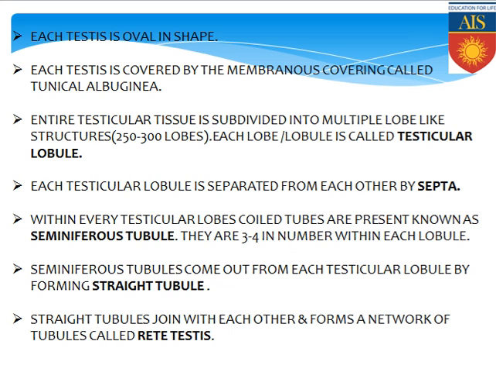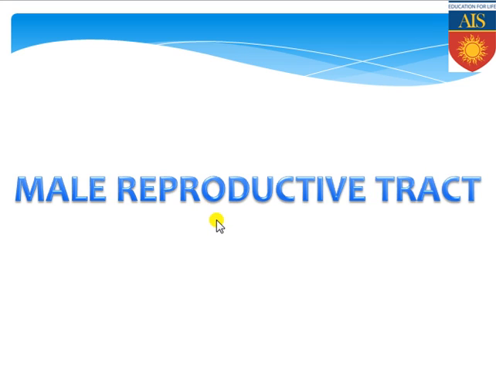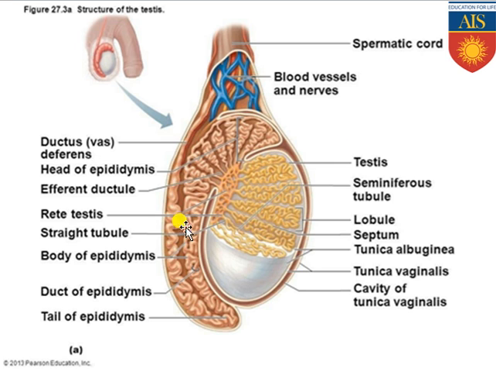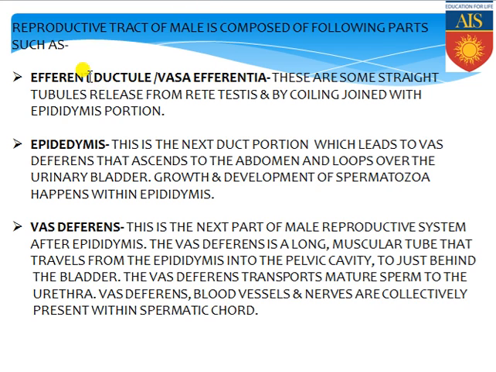Now we are proceeding to the next part, and the next part is the male reproductive tract. That means the testis structure we have already discussed properly. Now we have to know whatever ducts or tubes are coming out from this testis, and how they reach up to the urinary bladder or whatever the location. So first of all, the reproductive tract is composed of the following parts.